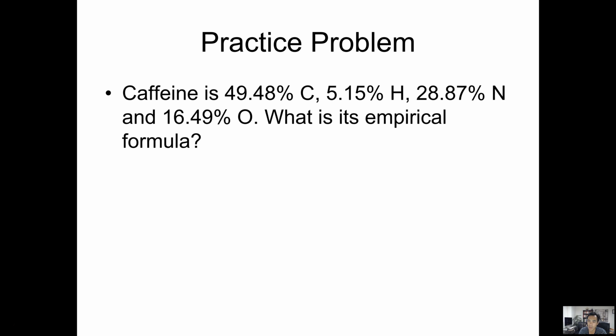All right, let's do one more practice problem. In this specific case, we have caffeine, which is 49% carbon, 5% hydrogen, 28% nitrogen, and 16% oxygen. What's the empirical formula off of that? So again, we're going to look at a 100-gram sample, take a look at how much on a percentage basis this one ends up being, and then backtracking the actual atoms themselves.